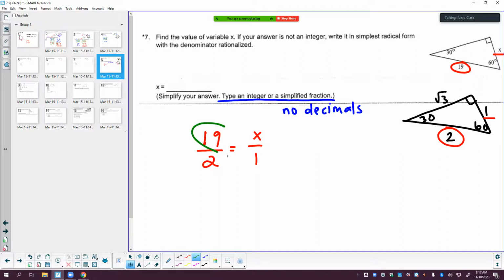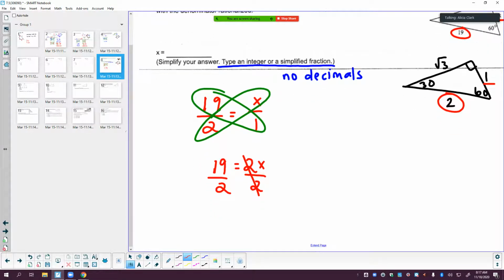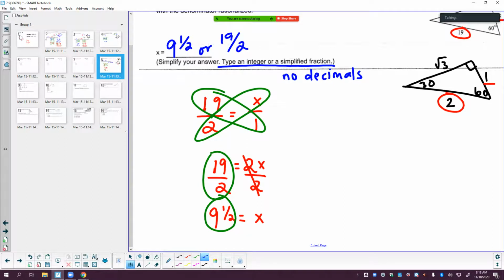If I cross multiply here and here, that's going to leave me with 19 equals 2x. Divide by 2 on both sides. If I do 19 over 2, that is going to give me 9.5. But if I type 9.5, that's not going to work. So 9 and 1/2. Either one of those answers will work on MyMathLab, the 19 over 2 or the 9 and 1/2, either one of those fractions, but definitely not a decimal. So 9 and 1/2 or 19 over 2. Make sure you read the directions on how to type it in so you don't mess that up.